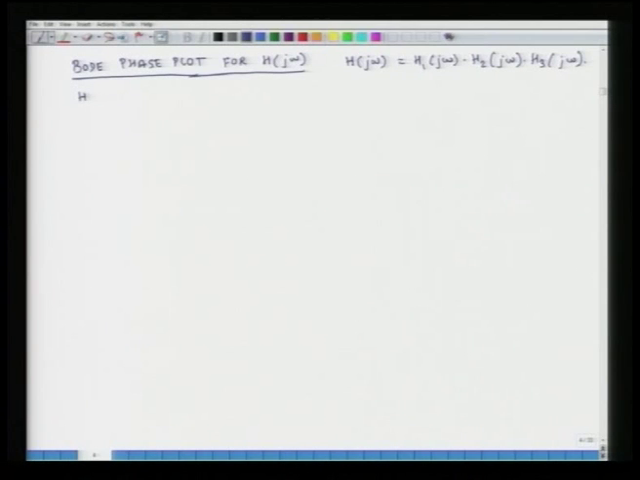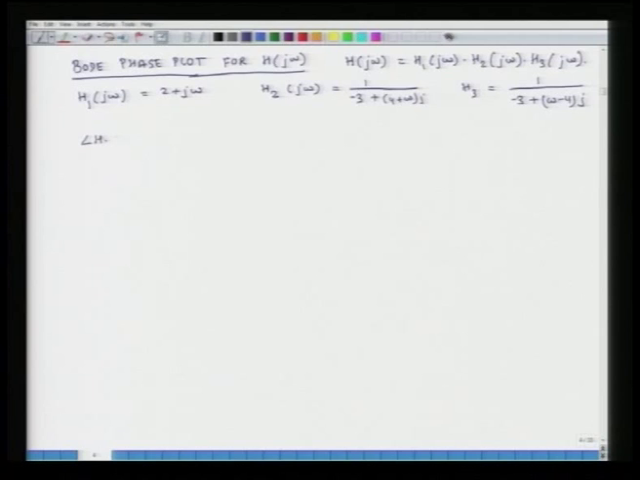And once again, for purposes of clarity, I am going to rewrite the functions. For H1, it is 2 plus j omega. For H2, it is 1 over minus 3 plus 4 plus omega times j, and for H3, it is 1 over minus 3 plus omega minus 4 j. So, the phase of all these specific individual functions will be something like this.